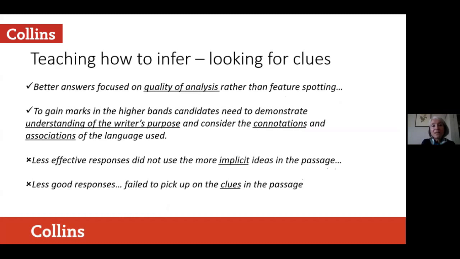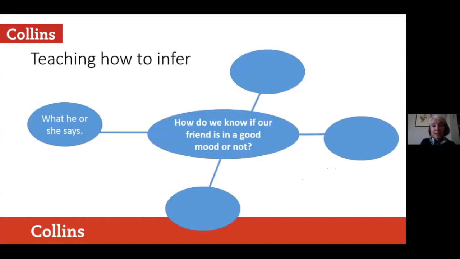So when we start to teach how to infer, we are looking for clues. We're looking for clues in the writing. Now, we all infer every day. How do we know if our friend is in a good mood or not? How might we work that out? So what else might we put in the empty blue circles?